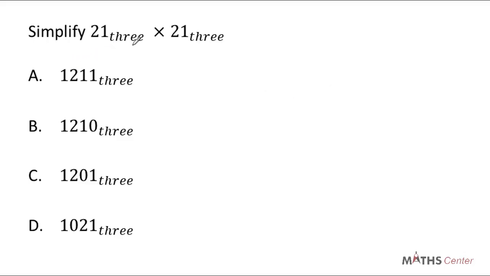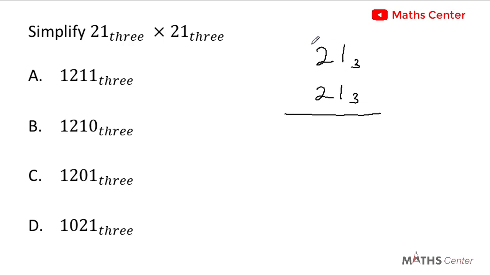Simplify 2 1 base 3 times 2 1 base 3. This is an objective test, and so you solve the question and then you pick the correct option. We are multiplying 2 1 base 3 by 2 1 base 3. Although this is a multiplication in base 3, it is done in the same way as multiplication in base 10. So we will go about it the same way.